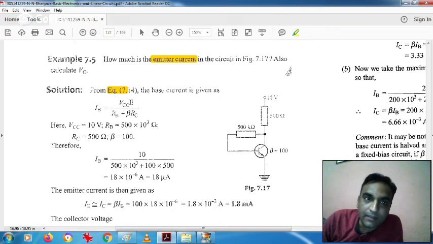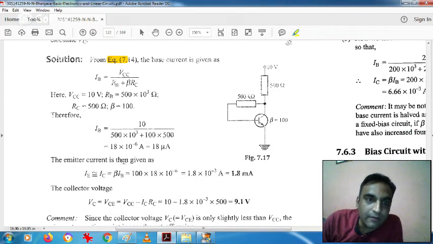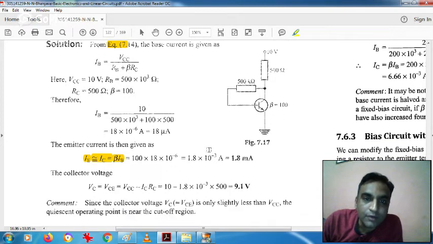So VCC minus VBE, only VCC is written here. So IB is equal to VCC divided by RB plus beta into RC. Now how has this beta come? IC has been replaced by beta into IB, so we have replaced that over here. If we keep these values in that equation, we will find IB is equal to 18 microampere. Then IE or IC equals beta IB. Keeping this value of 18 microampere and the beta value of 100 given in the circuit, 1.8 milliampere is your IE value.